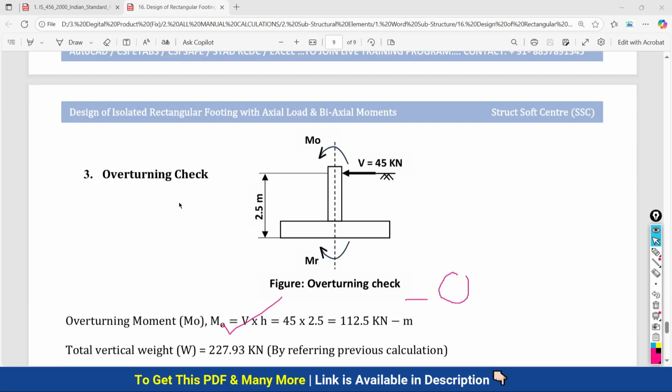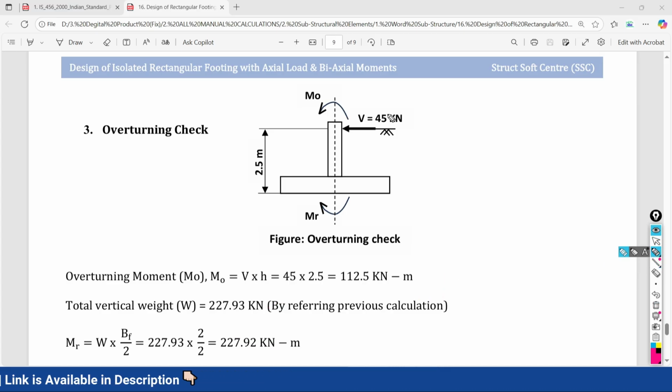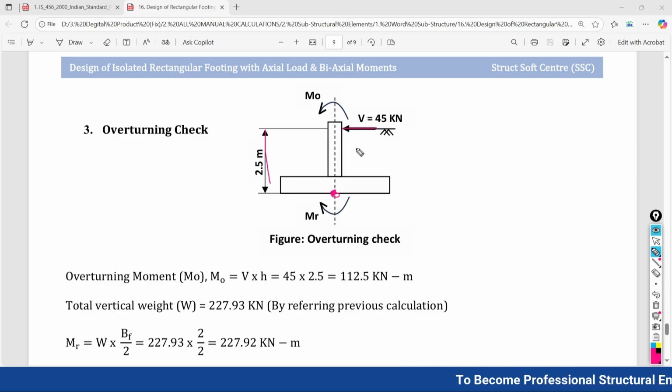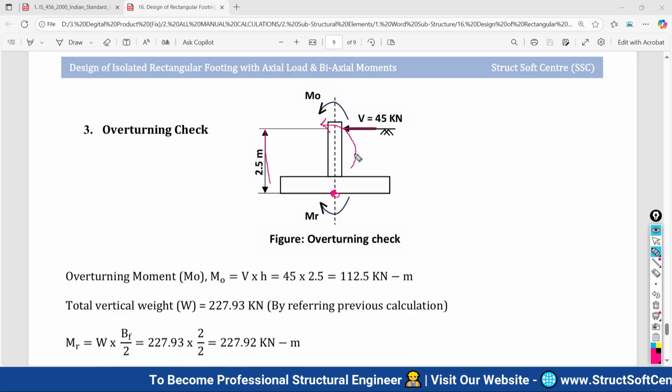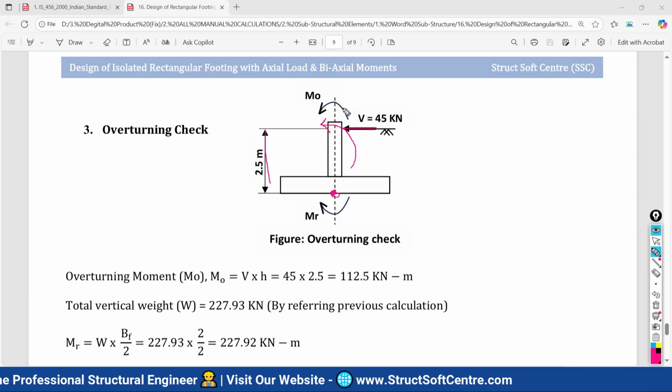Now the third check is the overturning check. What does the overturning check mean? Let's try to understand. Basically, your foundation is subjected to lateral load at its ground level, and this height is actually present. If I fix this point, about this fixed point, what will happen? Your footing is going to be rotating in this direction if it is not going to maintain its stability, if it does not have enough capacity to resist this movement.